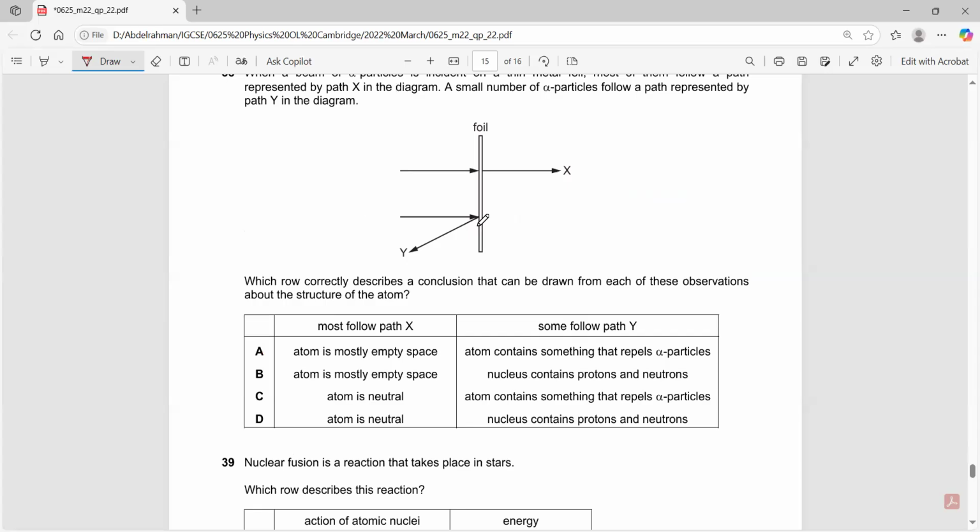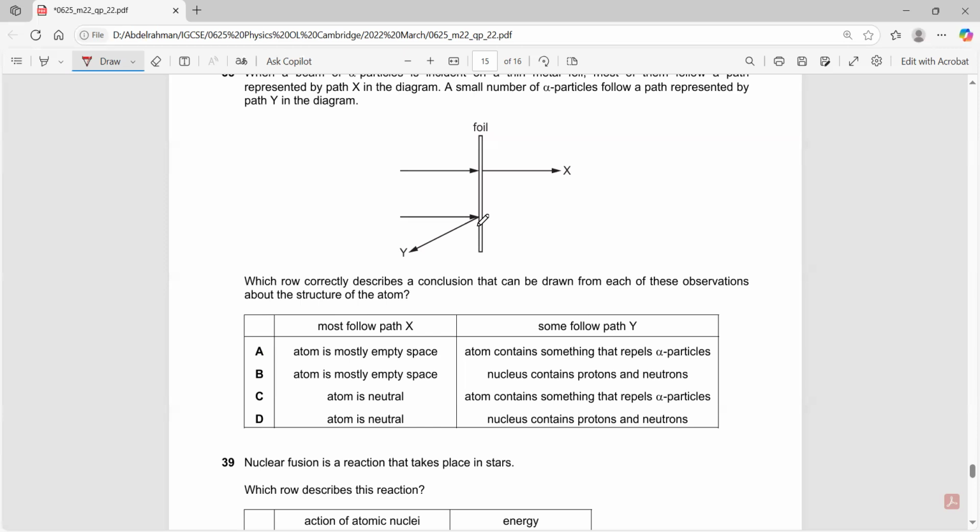Question 38. Which row describes a conclusion that can be drawn from each of these observations? Most follow path X. Some follow path Y. If most of the alpha particles follow path X, this means that most of the atom is empty.